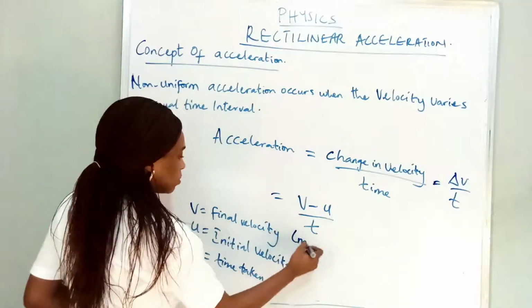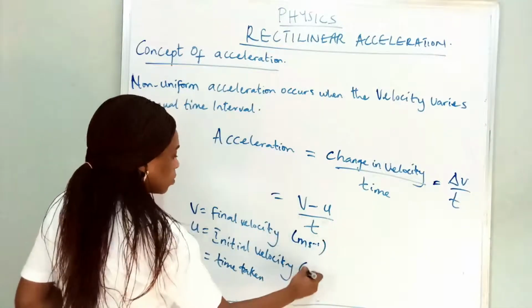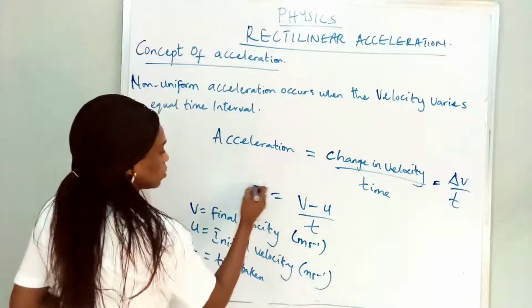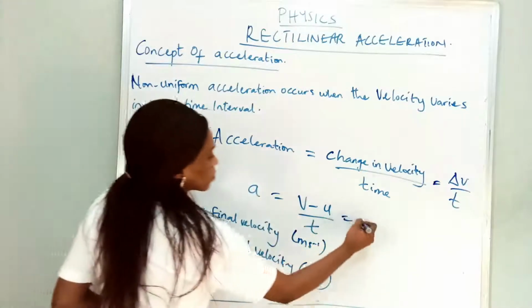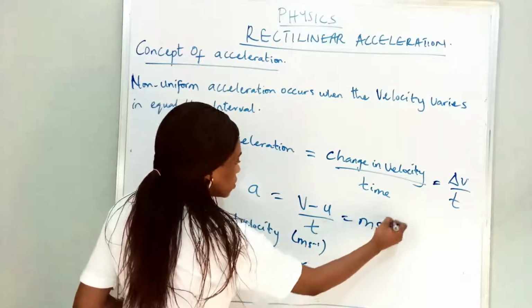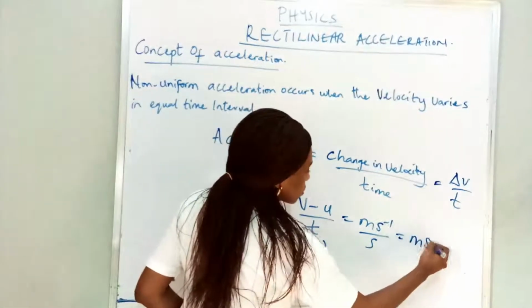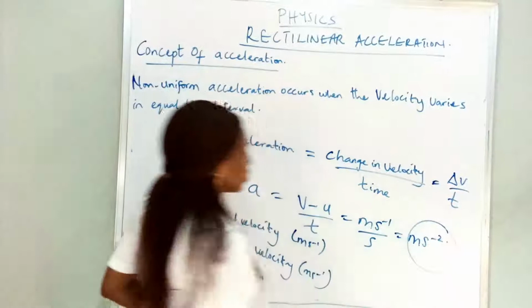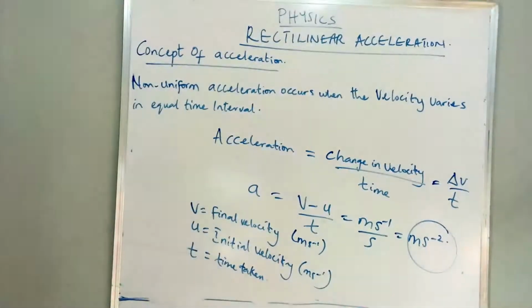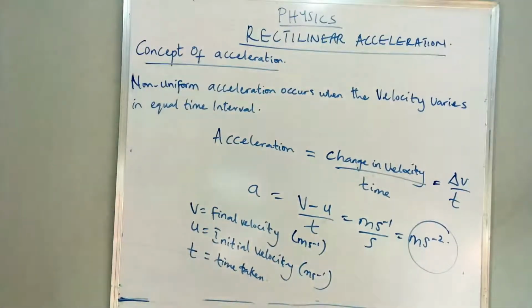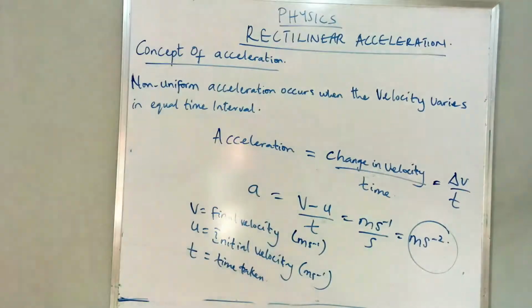Both of them are in meter per second, both final and the initial velocity. So for acceleration, we have this meter per second over second. So that gives us the unit of acceleration. I hope that is very clear and well explanatory.